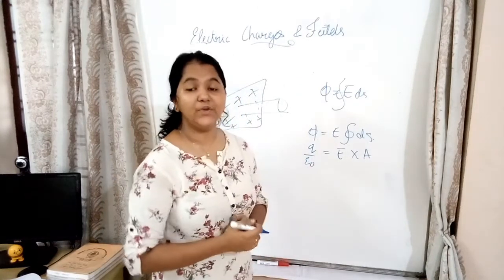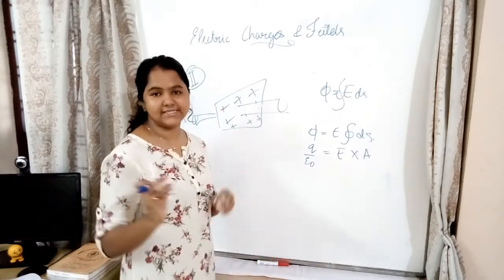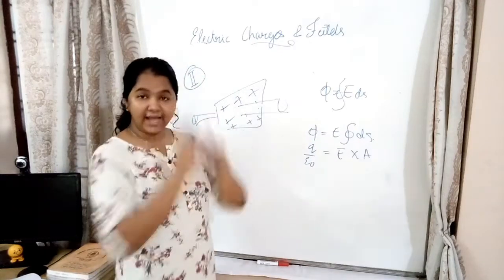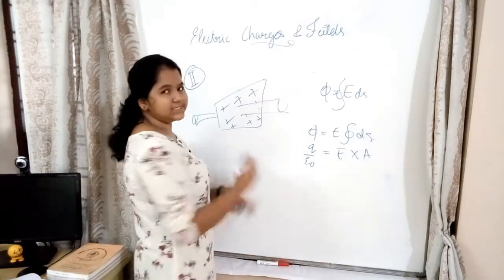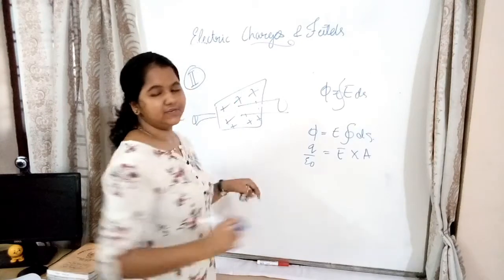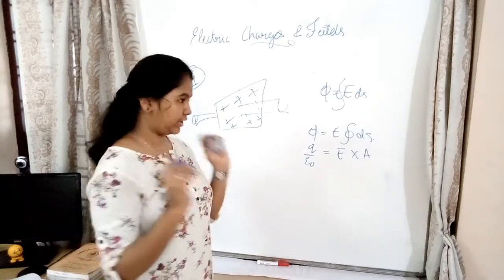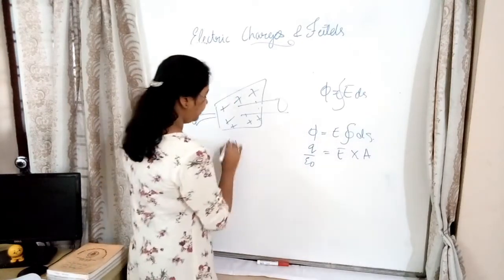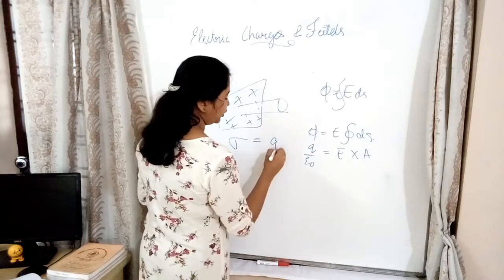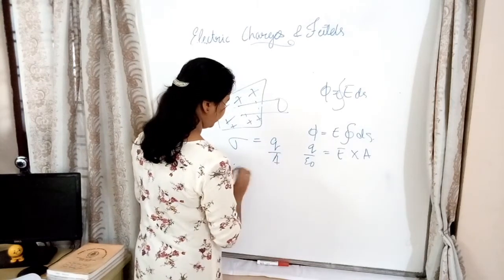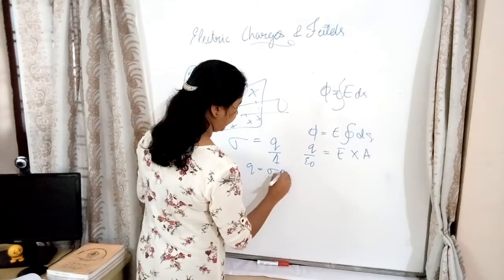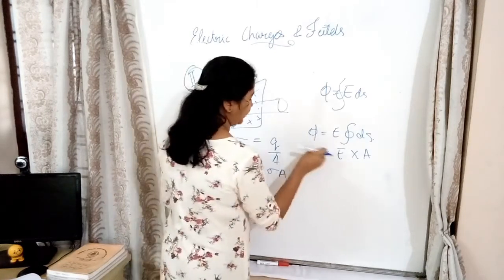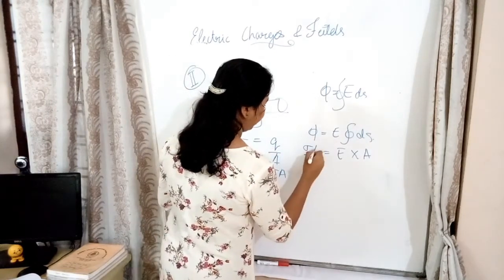So what is Q? We learned something known as surface charge density. In the previous case it was a line charge. Over here this is a sheet, it's an area, it's a surface. So what should we take? Surface charge density. So sigma is equal to Q by A. Therefore Q is equal to sigma A. So we'll represent it over here, that is sigma A.